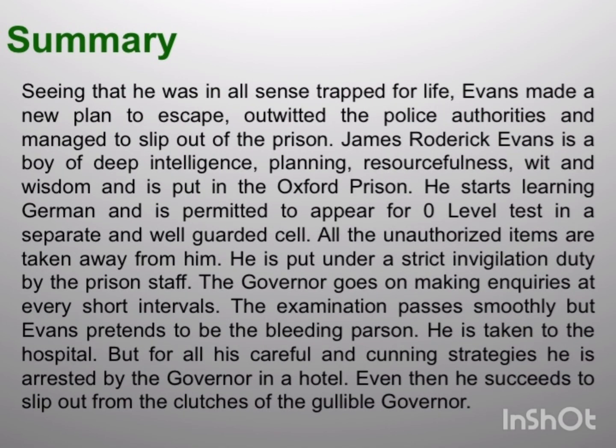Seeing that he was in all sense trapped for life, Evans made a new plan to escape. He outwitted the police authorities and managed to slip out of the prison. James Roderick Evans is a boy of deep intelligence, planning, resourcefulness, wit, and wisdom and is put in the Oxford prison. He starts learning German and is permitted to appear for the O-level test in a separate and well-guarded cell. All the unauthorized items are taken away from him. He is put under a strict invigilation duty by the prison staff.